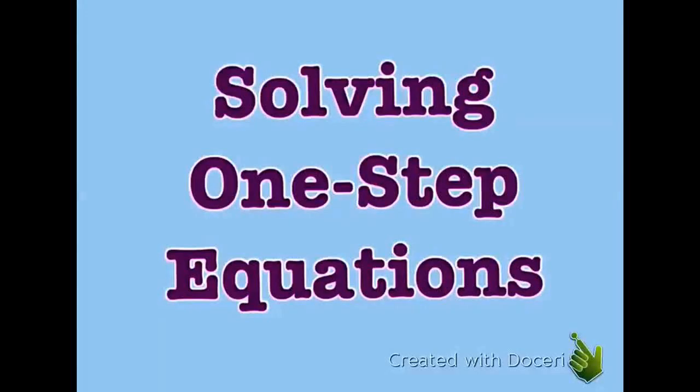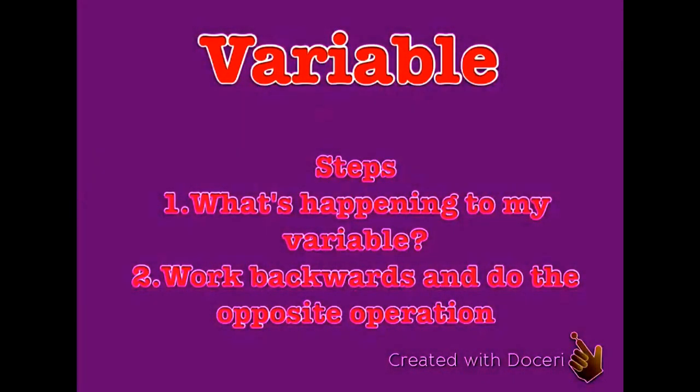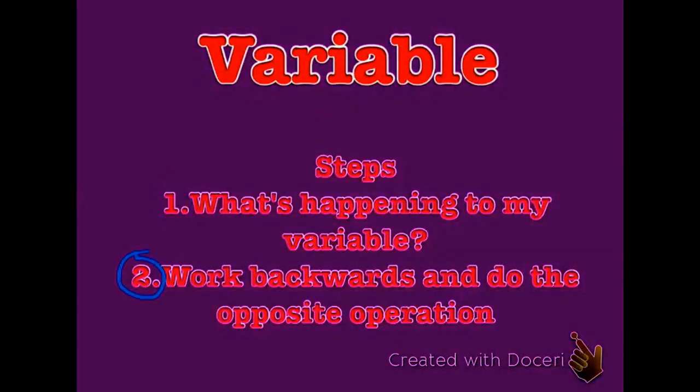Today I'm going to teach you how to solve one-step equations. In any equations problem, we're solving for our variable. A variable is just basically any letter, so it could be A, B, C, D, and so on. Some steps you can use to solve for your variable is think about what's happening to your variable, and then work backwards and do the opposite operation. This will make more sense when we solve a problem.